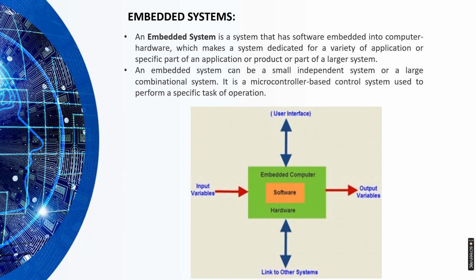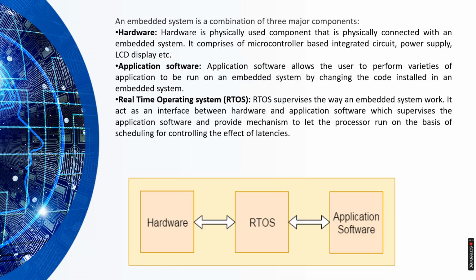In this figure we can see that an embedded computer has both hardware and software. It has a user interface and is linked to other systems. It takes variables as input, processes them, and gives output variables. In this way, an embedded system works.